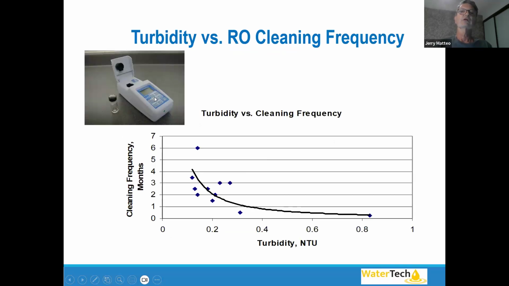So here's a typical, I think a Hach turbidimeter. Other companies make them. I think it works on light refraction. You put your sample in here, push a button, and it reads turbidity. This shows a little bit more about RO. It shows that the lower I go with turbidity, the less frequently I need to clean my system. This is cleaning my RO. We're not going to get into cleaning today. That's a whole other presentation, but we do need to clean our RO, and the fewer particles we have, the less we have to clean. That's the point here.